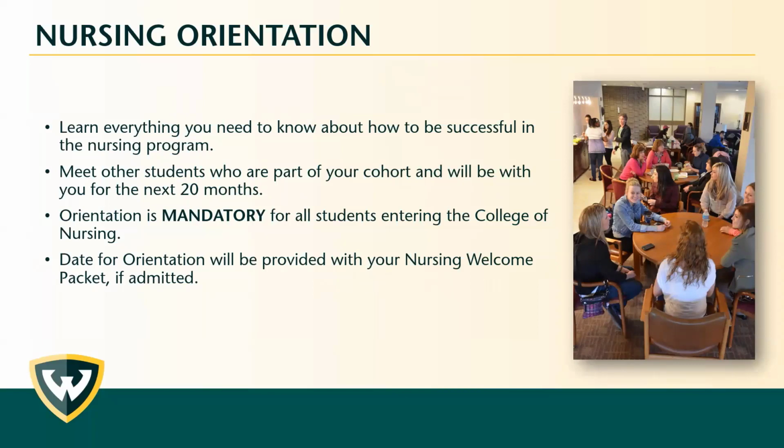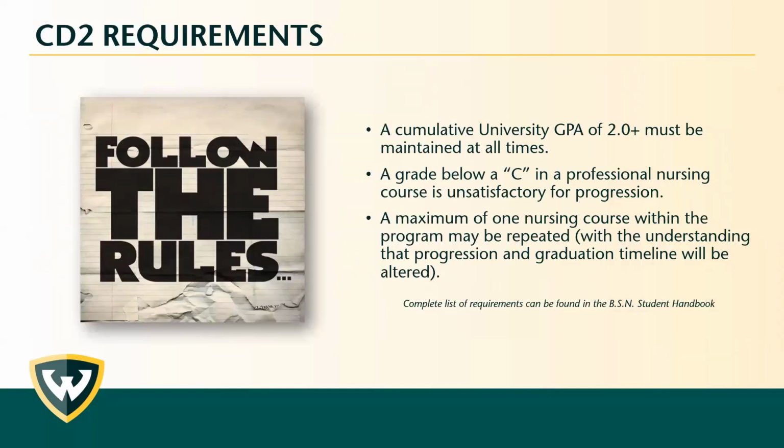It's a very important step to start engaging with them now so that you know who you'd like to study with later. Orientation is mandatory for all students entering the College of Nursing. The date for orientation is going to be included in your welcome packet. So post-admission, there are some requirements that you need to continue to meet. You need a cumulative university GPA of 2.0 or higher to be maintained at all times. You need to earn a grade of C or higher in all professional nursing courses. If you go below that, it's considered unsatisfactory for progression, and you would need to repeat the course.